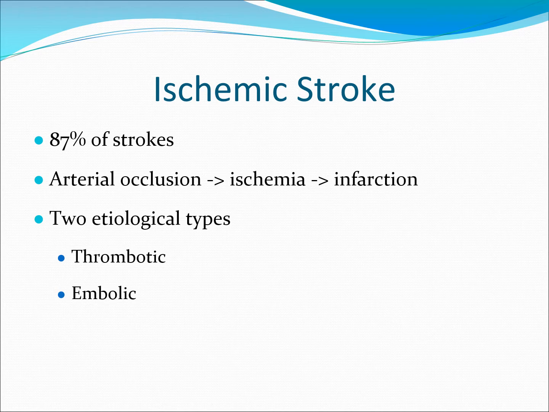Two main types. One is the thrombotic strokes, which basically means that the cause of the stroke developed at the site of the stroke itself. Embolic strokes basically means that the cause of the stroke, the blood clot, developed elsewhere in the circulation, maybe the heart, maybe the aorta, maybe the carotid arteries, maybe in the leg, and then traveled until it caused the vessel occlusion that we had just mentioned.